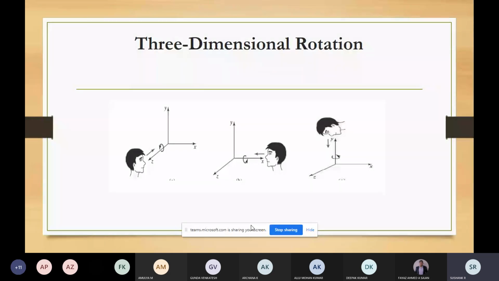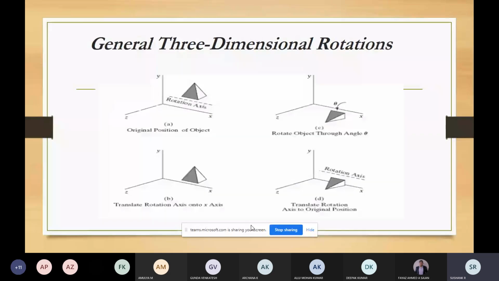After this we had an object whose rotation axis was parallel to either the x-axis, y-axis, or z-axis. We positioned that rotation axis in such a way that it was parallel to one of the coordinate axes, and from that point onwards we performed the rotation operation. Once the rotation was done, we brought it back to the original position.